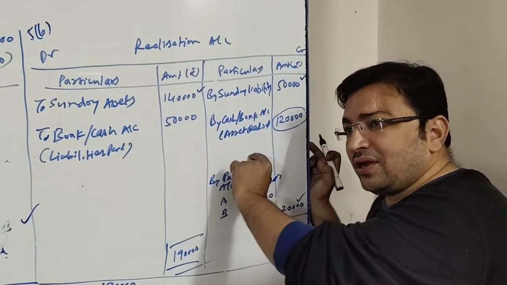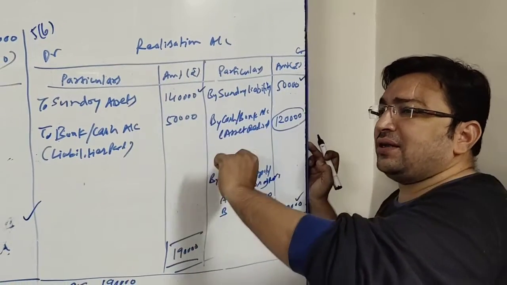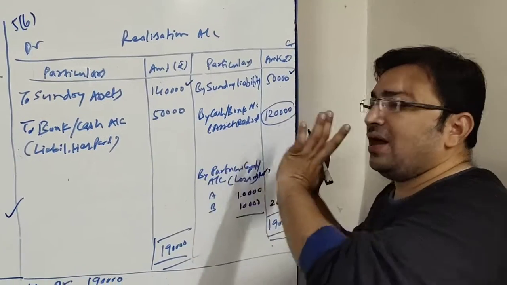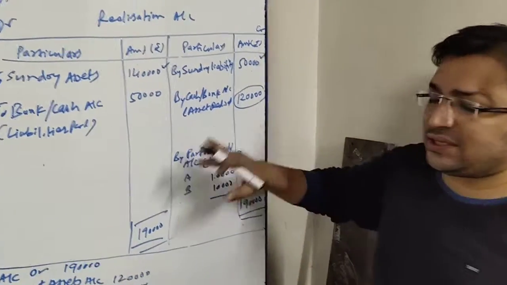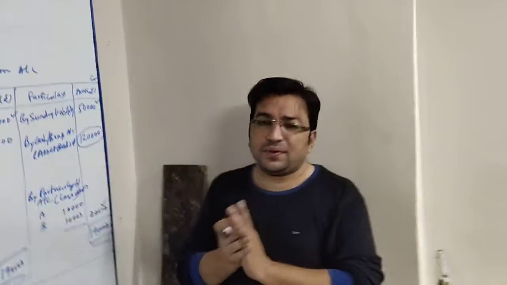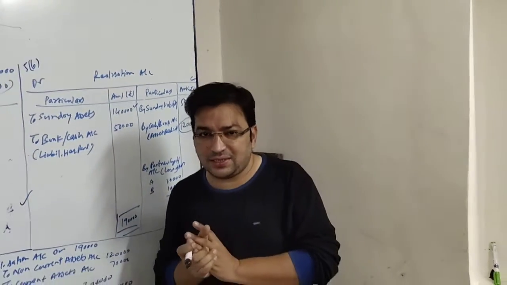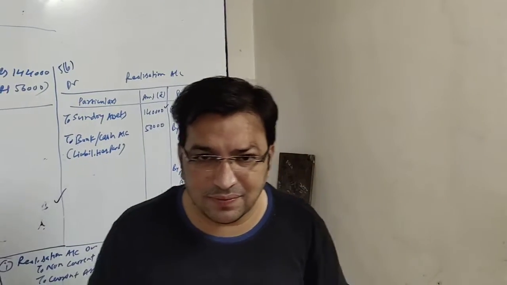So cash and bank account is debited and realization account is credited. That is why at the credit side of realization account, by cash and bank account, assets realized. So this is the realization account of sum number 5, solved in sum number 6. Let us see the last one, sum number 7.